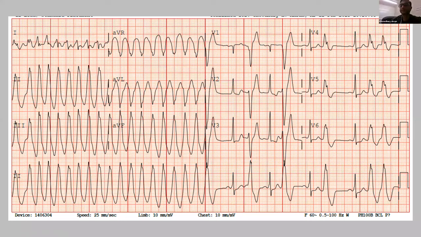Because if we look at lead V6, if it were pre-excited, the initial slurring would be more, which it is not. So that is my problem, along with your EP physician. Right, but the EP physician was involved in the case, ablated the accessory pathway, and we compromised.